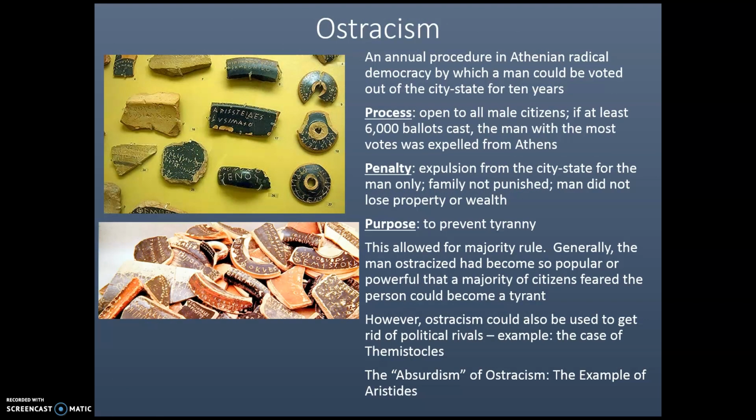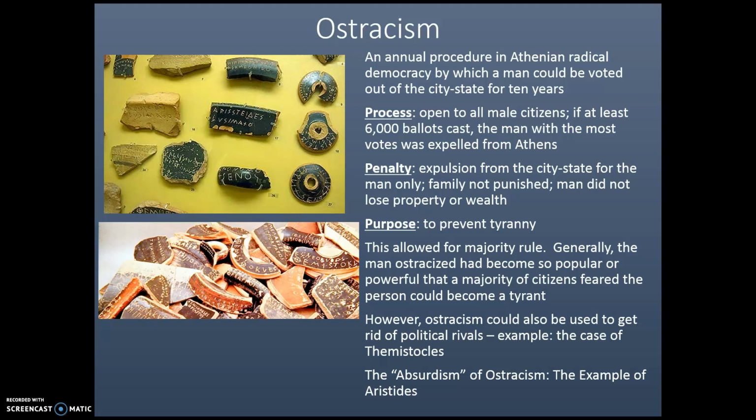Another procedure here in radical democracy of Athens was ostracism. And you see here, it's called ostracism because it's parts of broken clay. And these clay pots here, these are actual pieces that were written on in ancient Athens. So this is an annual procedure by which a man could be voted out of the city-state for 10 years, essentially exiled. So this was a check on people getting too much power. It lets people say, we want to get rid of this person totally.